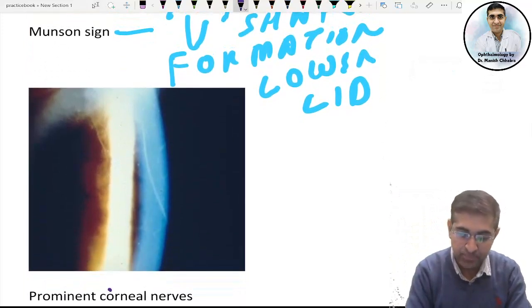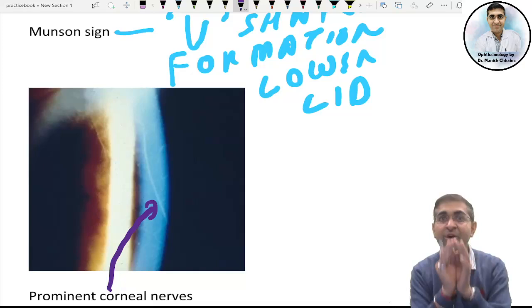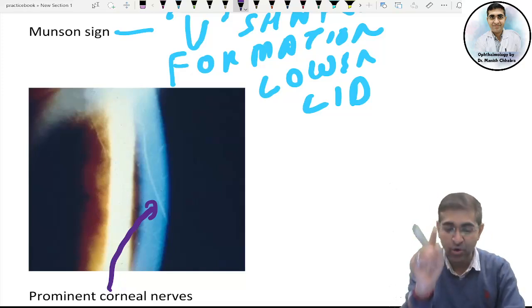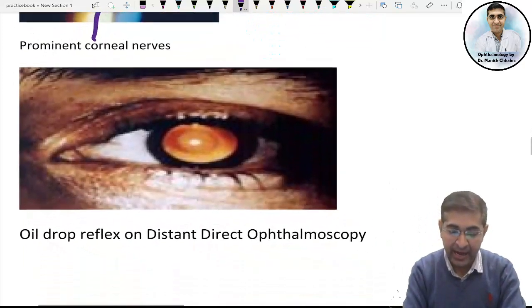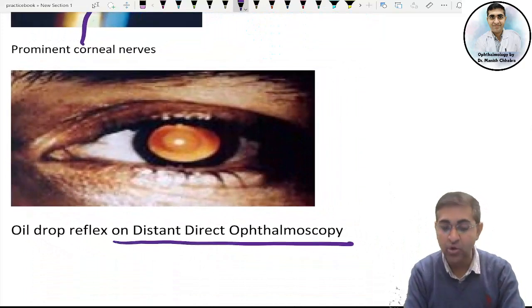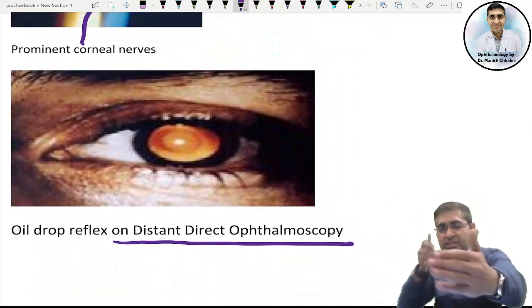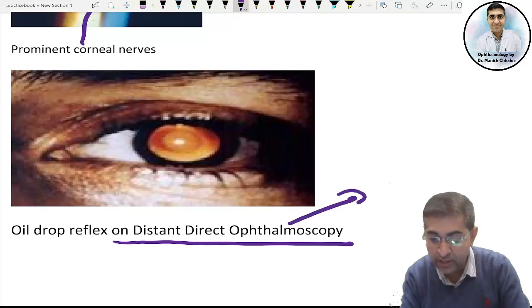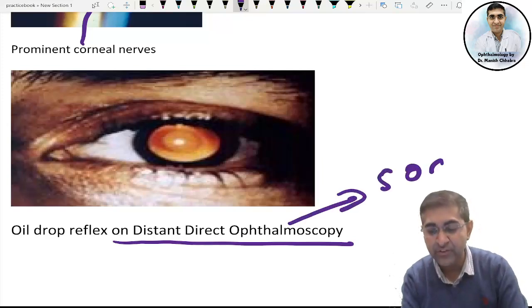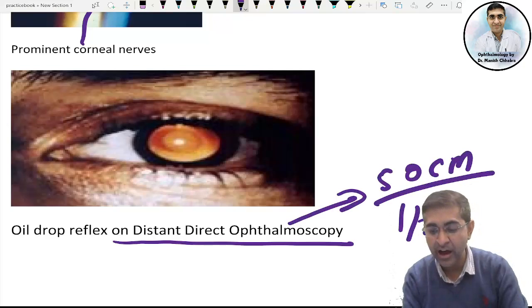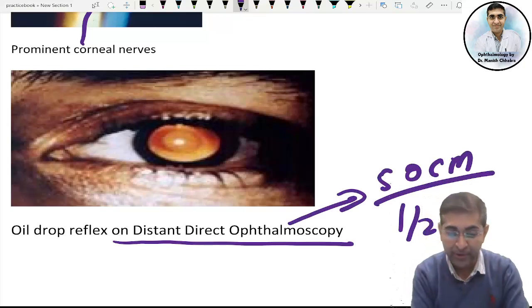What is this? This is your prominent corneal nerve. Due to thinning of the cornea, you can actually see the corneal nerves. And this is your oil drop reflex on distant direct ophthalmoscopy. There is a direct ophthalmoscope. You do it from a distance of nearly 50 centimeter or half meter. So there is an oil drop reflex.